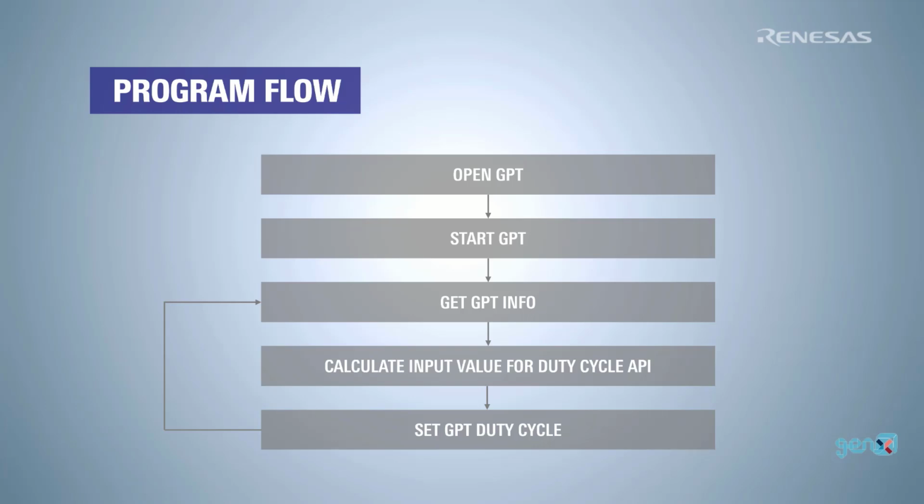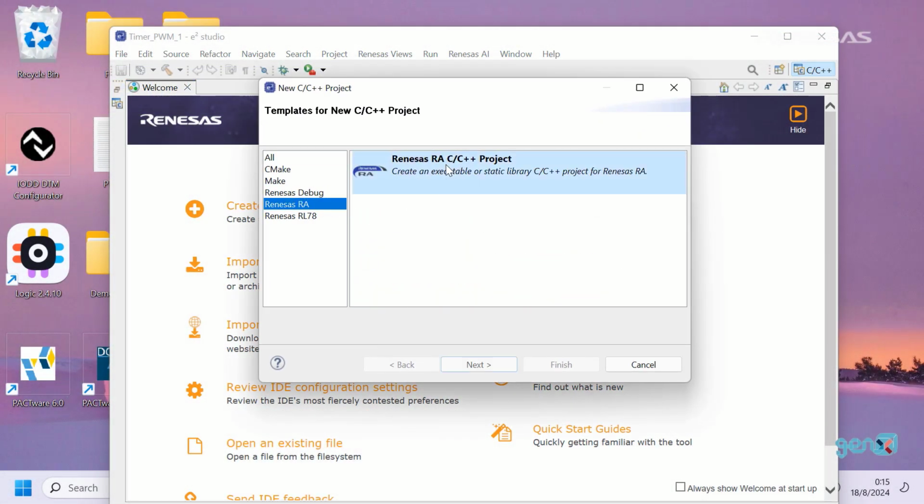The general program flow looks something like this. We need to open the timer, start the timer, and get information of the current timer. Based on this info, we shall calculate the duty cycle factors. We shall then set a duty cycle of our choice. And then we shall repeat the process of setting a new duty cycle in a loop.